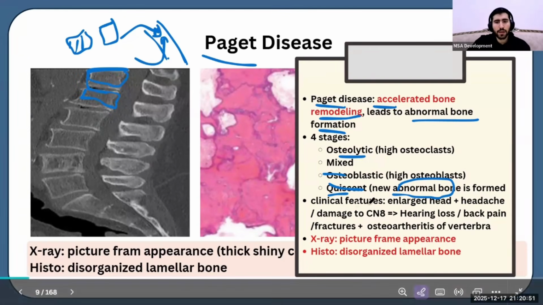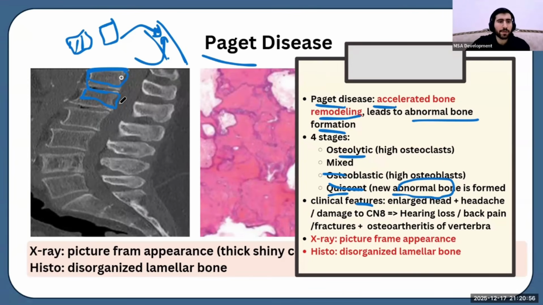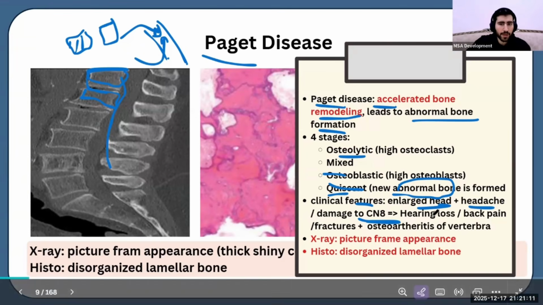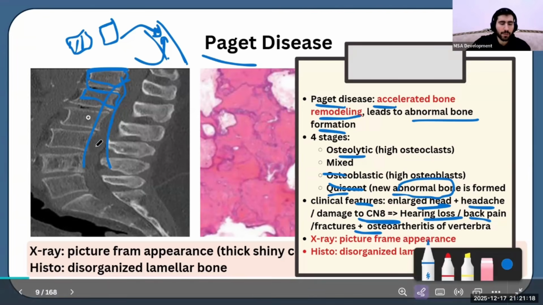Okay? So, the features of Paget disease, if we have someone who has very high bone remodeling, it usually affects the vertebra and the bones of the head. Okay? So, they will have an enlarged head because every bone in the head is being remodeled in a very fast and very abnormal way. They will have headache and it will damage cranial nerve number 8. And when it damages cranial nerve number 8, they will have hearing loss. And when it damages the vertebra, they will have back pain, okay? Fractures, osteoarthritis, and many problems of the vertebra. As we said, on X-ray, they will have picture frame appearance, and in histology, they have disorganized lamellae.